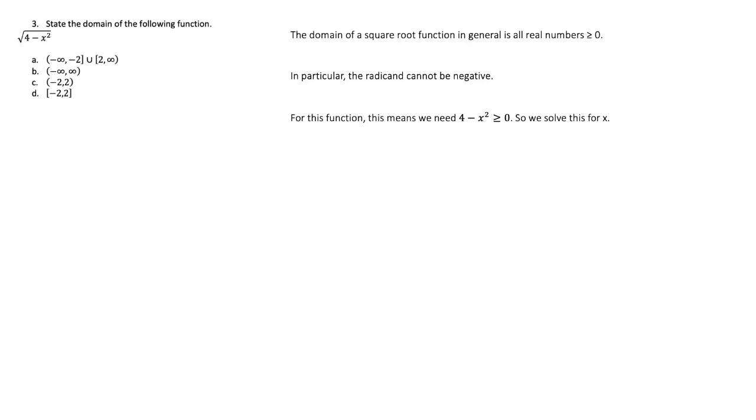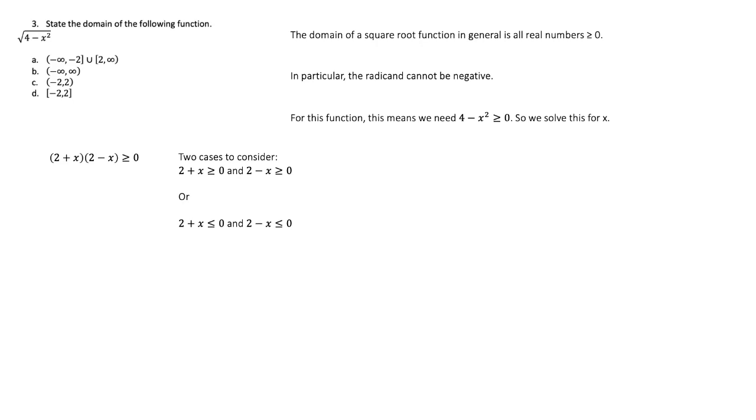State the domain of this function. This is a radical function, a square root in particular, so the radicand cannot be negative. This means that we need 4 minus x squared to be greater than or equal to 0. So we'll solve this for x.